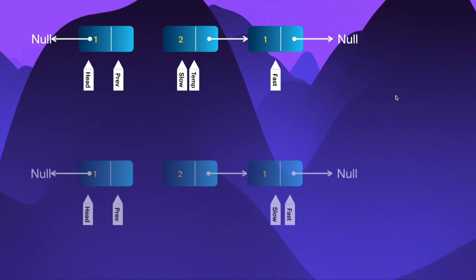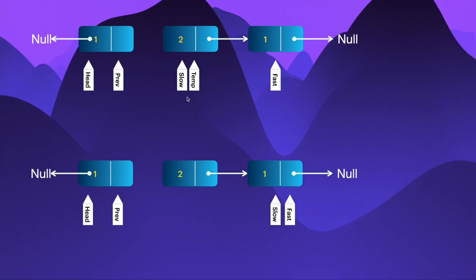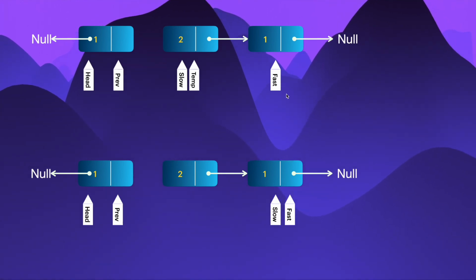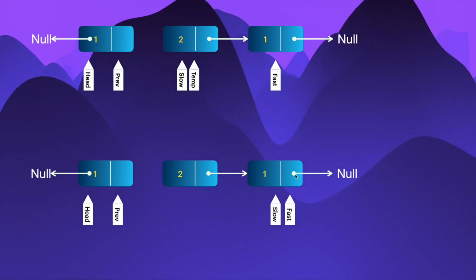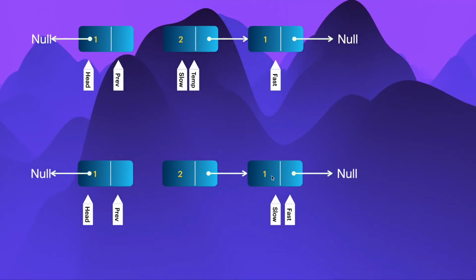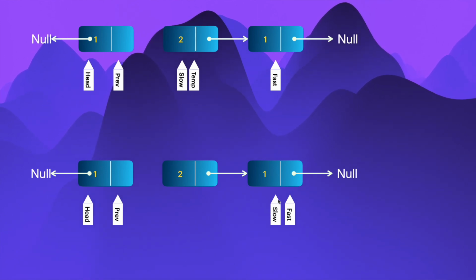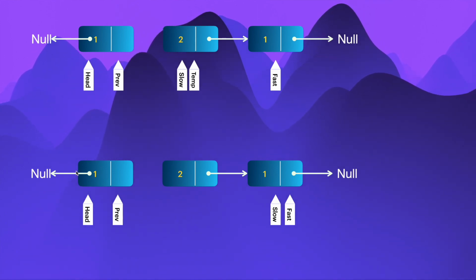So if that is the case, I am just increasing the slow pointer by one step and breaking the loop, to check whether these both values are equal or not. If both nodes have unequal values, we will return false. If they are equal, we will move ahead.